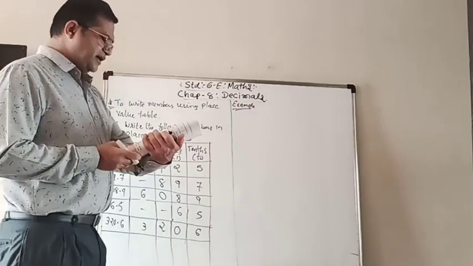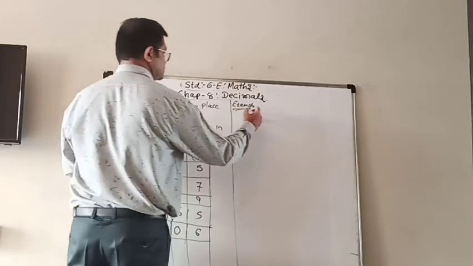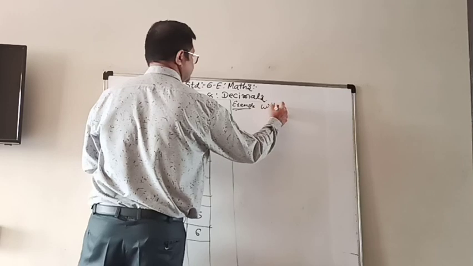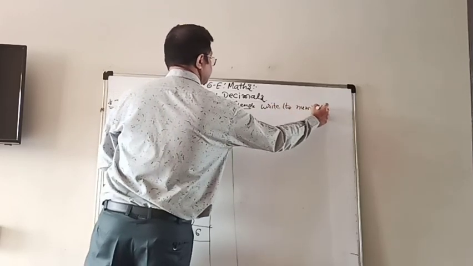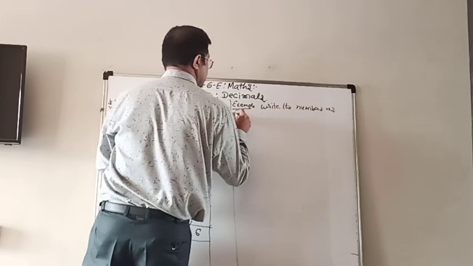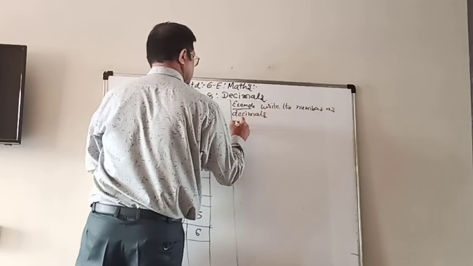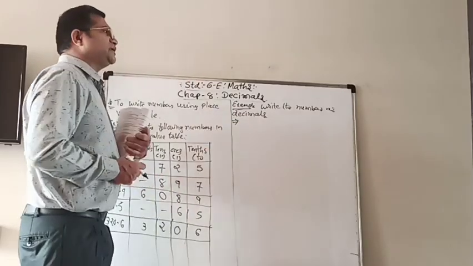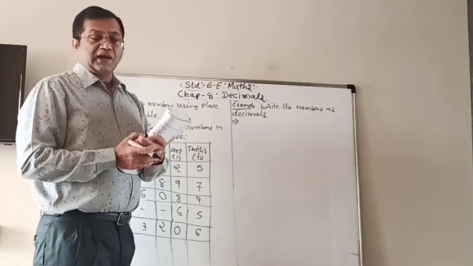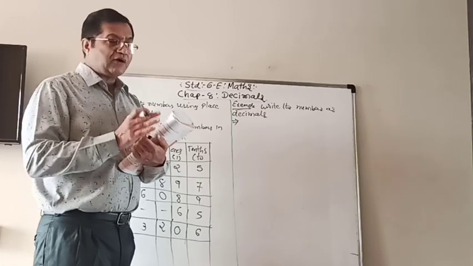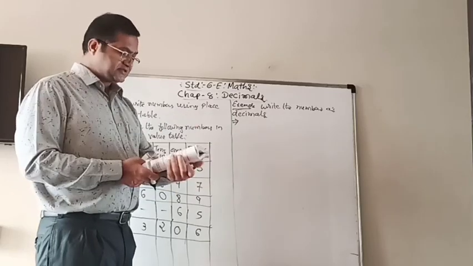Here we have to write down the numbers as decimals. It means that it will be written in words, and then we have to convert them using the decimal point, meaning the decimal numbers.